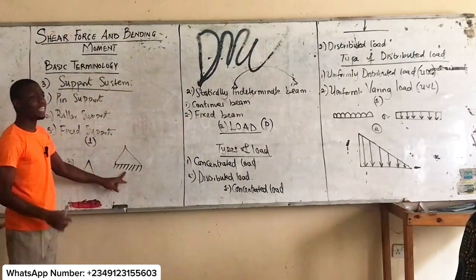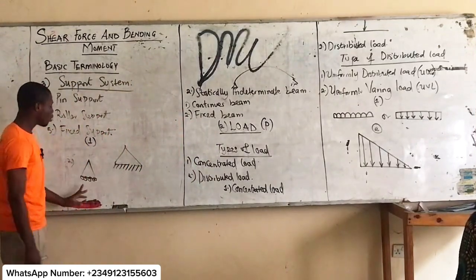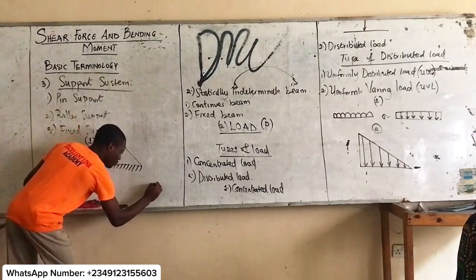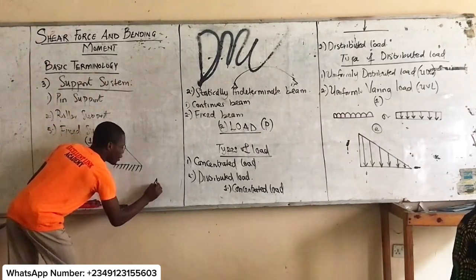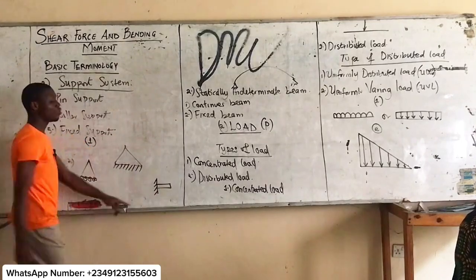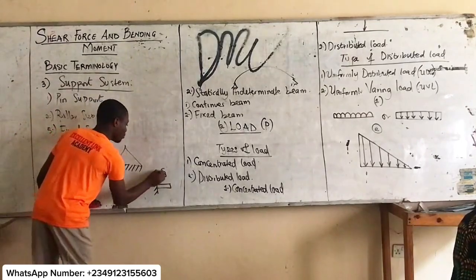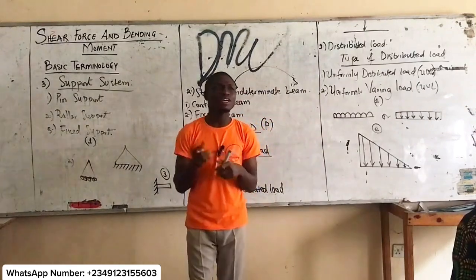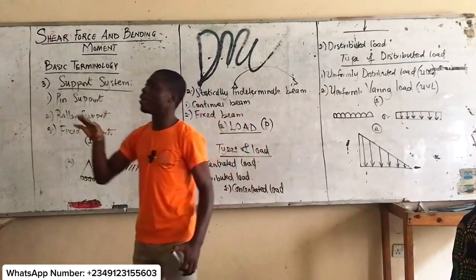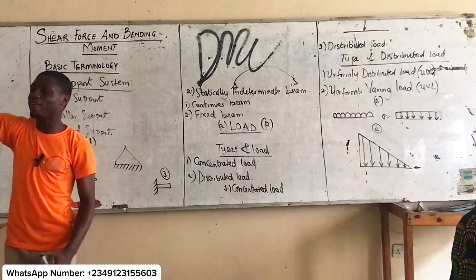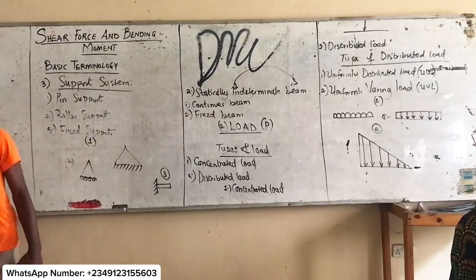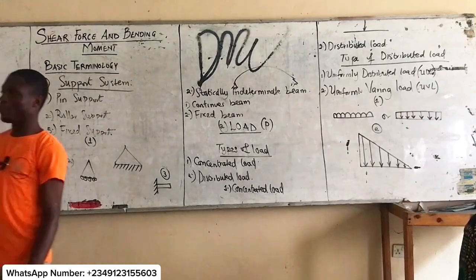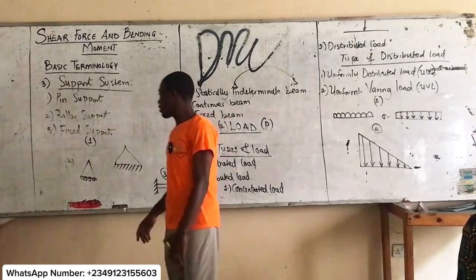So this one represents a pin support. This one is a roller support. A fixed support looks like this. Majorly, fixed support is applied, for example, when you have an AC fixed on a particular wall. That kind of support is called a fixed support.